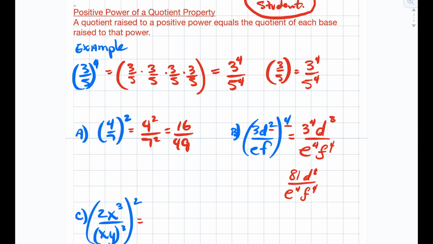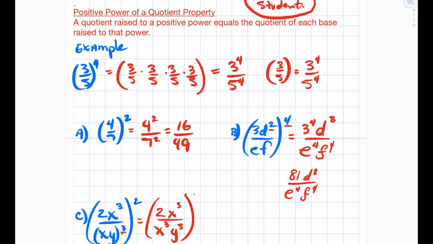All right, this one down here, we have to take care of this first. So when there's problems like this where you have parentheses inside of parentheses, you always want to start from the inside and work your way out. So I'm not going to do anything to the top part of this fraction, but the bottom here, this 3 is going to raise the x to the 3rd power, and it's going to raise the y to the 3rd power.